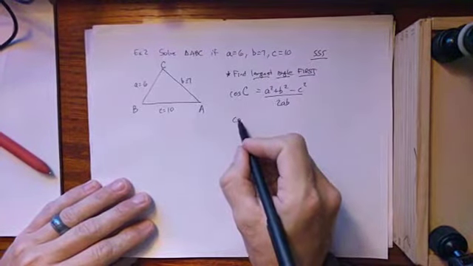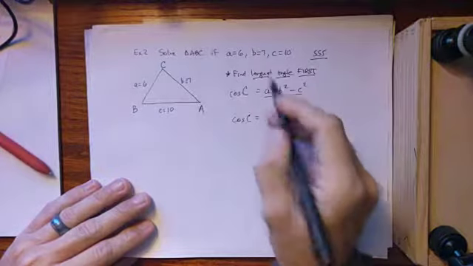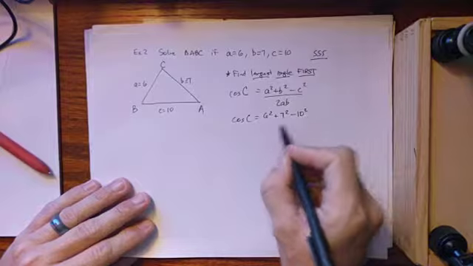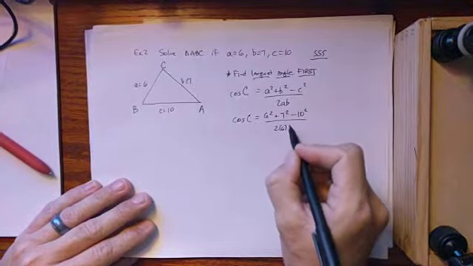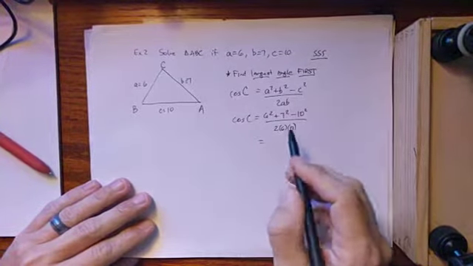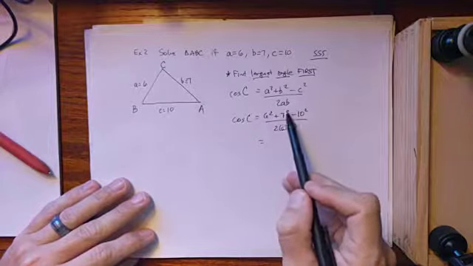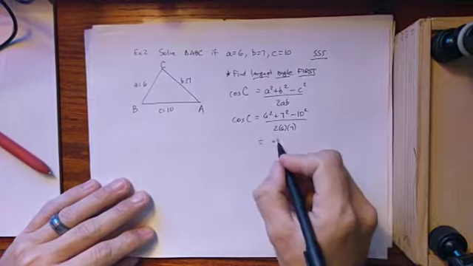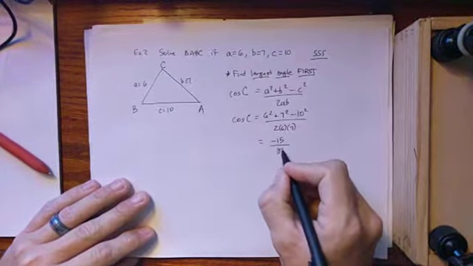Okay, so we're going to say the cosine of C is equal to 6 squared plus 7 squared minus 10 squared over 2 times 6 times 7. Let's see, that's 36 plus 49. Let me get into my calculator here so I don't have to do all this math in my head. 36 plus 49 minus 100. So that's negative 15 over, looks like 84.